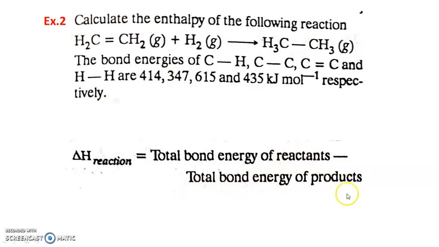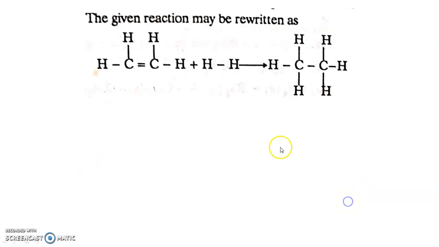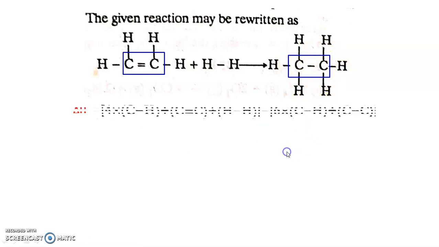minus total bond energy of products. This is the given reaction. So in reactant there is one carbon carbon double bond and 4 carbon hydrogen single bonds. There is one hydrogen hydrogen single bond. In product there is one carbon carbon single bond and 6 carbon hydrogen single bonds.